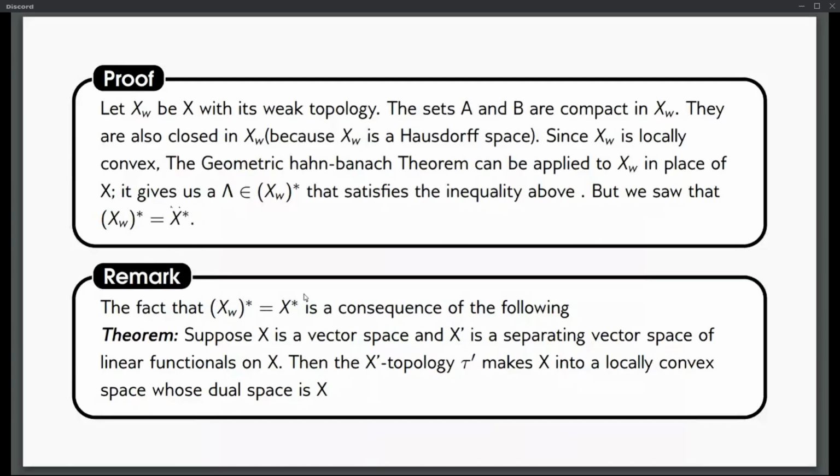And the fact that this is true is a consequence of the following theorem: if X is a vector space and X prime is a separating vector space of linear functionals on X, then the X prime topology makes X into a locally convex space whose dual space is X prime. You can apply this to linear functionals to get the result.